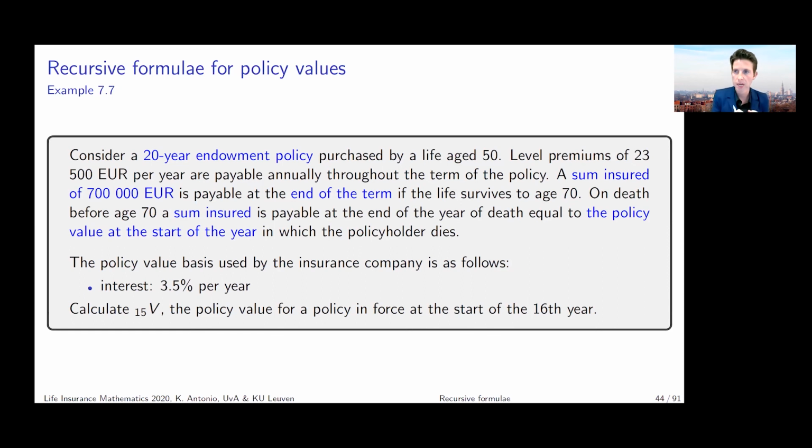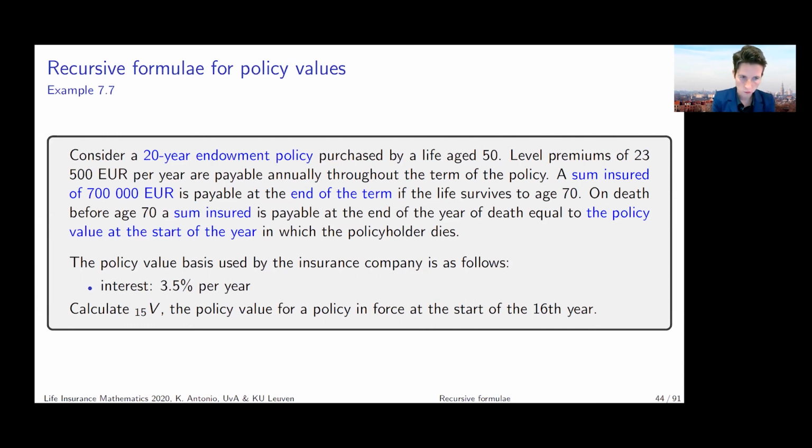So this is a particular endowment contract where the pure endowment is 700,000 euros, but the death benefit for death throughout the contract is going to be the policy value at the start of the year, right? So that's a little bit peculiar, but you can see the intuition. You can see this policy value as a sort of assets that you're building up by paying premiums throughout the duration of the policy. So the contract is designed such that the capital that you build up will be paid back to your beneficiaries in case you die before the end of the contract. That's the intuition here.